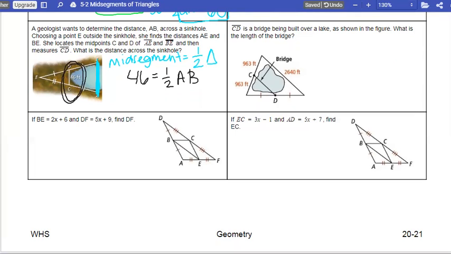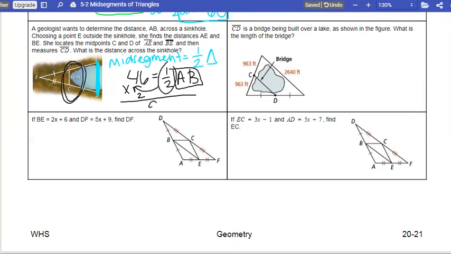To figure out what AB is, or that piece that I have in blue, we need to get this AB by itself. So remember, I need to get this 1/2 over here. To get 1/2 to the other side, I need to multiply. So I'm just multiplying 46 times 2.